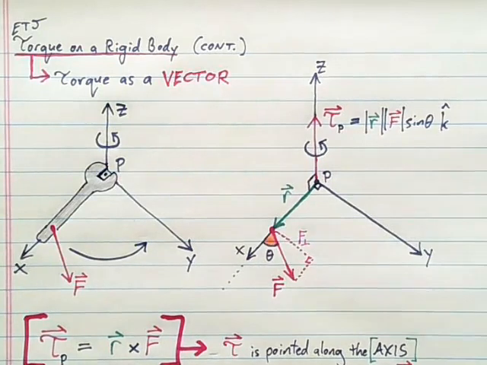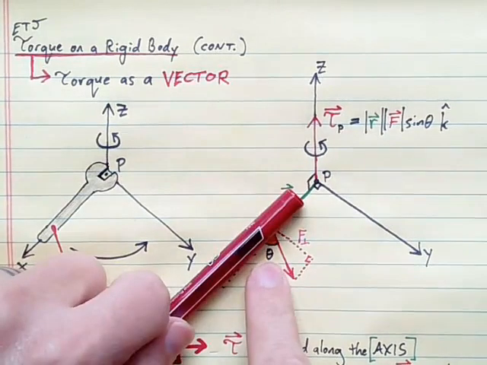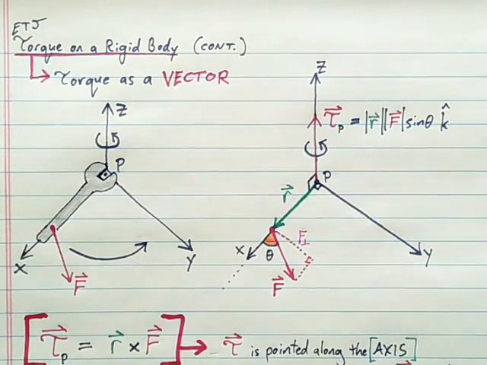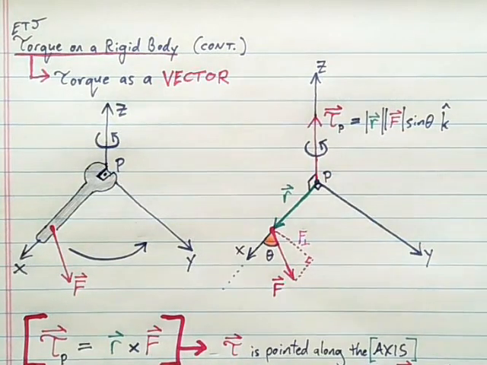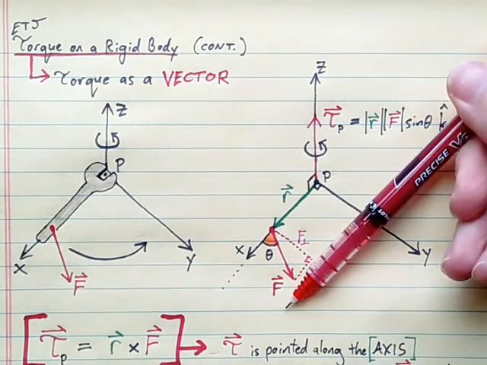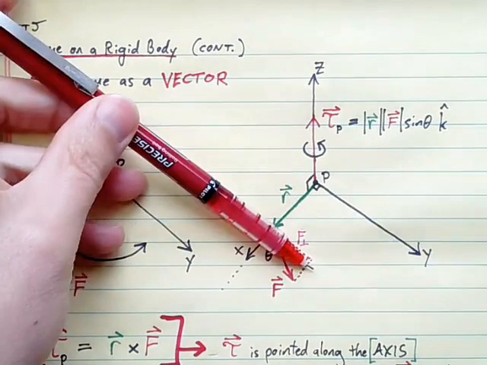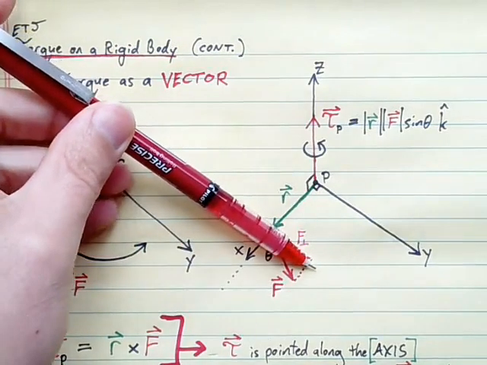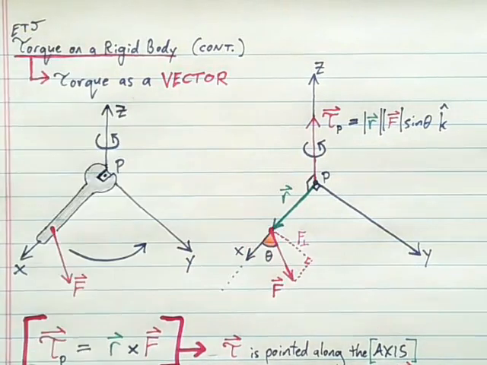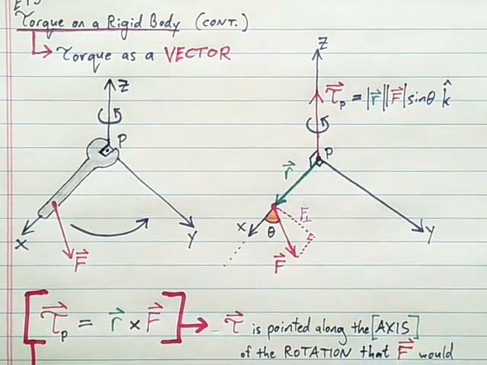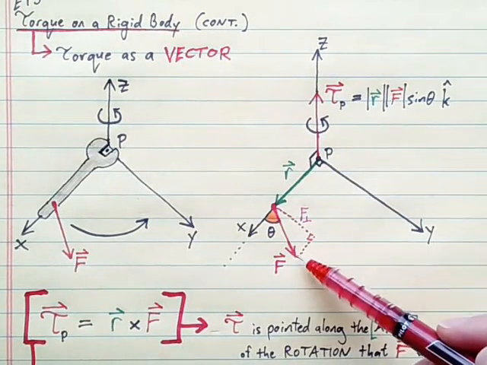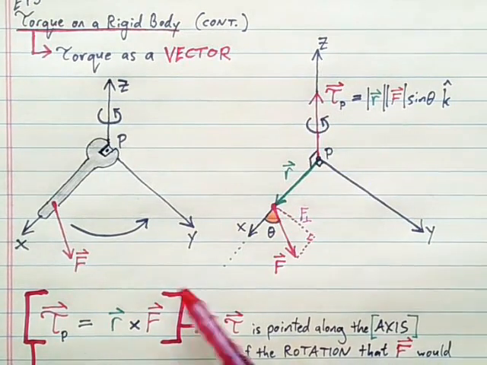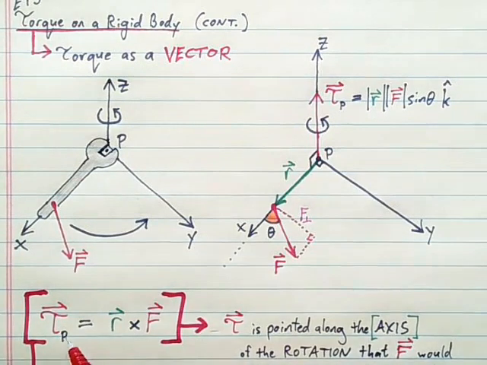If we put them tail to tail, we see that this theta there is the relevant angle between them. I've also shown the force vector broken up into a component parallel to r and the component perpendicular to r, and it's that perpendicular component that will contribute the torque. Our definition for the torque exerted about point P by this force here is given as this cross product. The torque vector is defined as the result of r cross F.